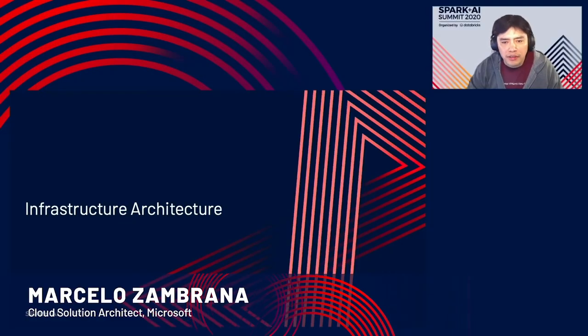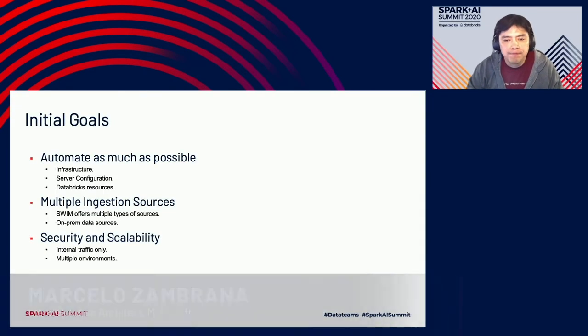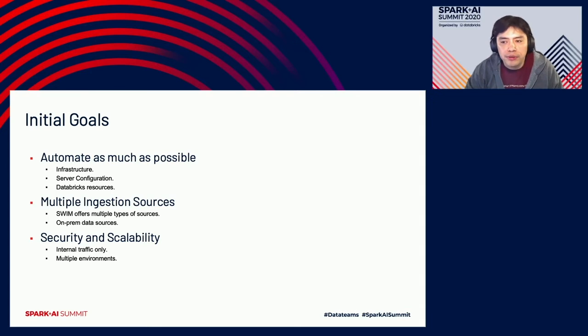So let's talk about the infrastructure. The initial goals from the infrastructure point of view were clear since the beginning of the project. We wanted to help data scientists like Mehdi and Sheila get access to SWIM and internal on-prem data sources so they could start their work as soon as possible.